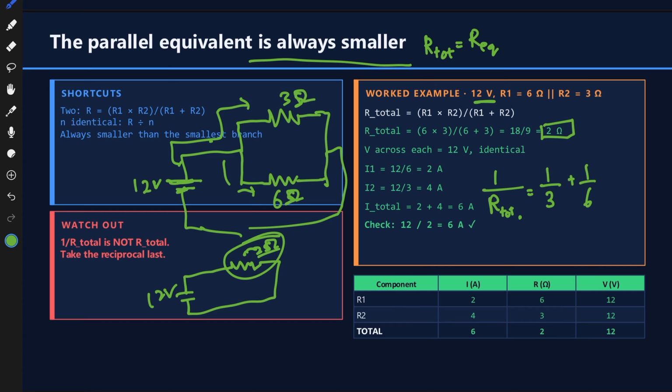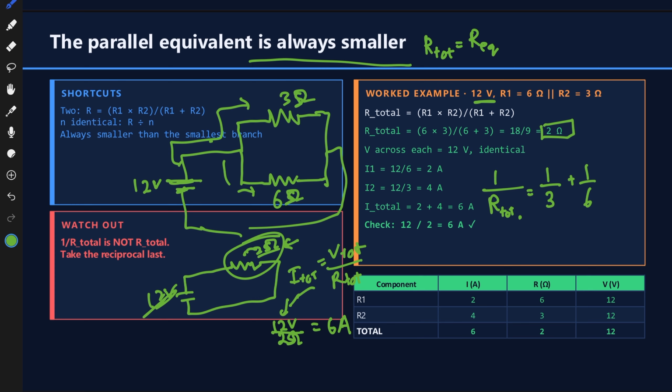So now we can use that to find the total current, right? So the total resistance here is 2 ohms. The voltage total is 12. So I total is just your voltage total over your resistance total, which is 12 volts over 2 ohms, or 6 amperes.